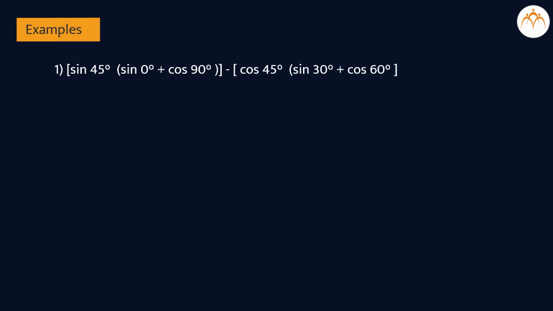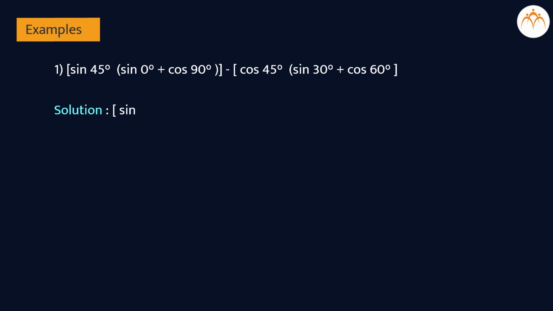Examples. Simplify the following. Sin 45 degree into sin 0 degree plus cos 90 degree minus cos 45 degree into sin 30 degree plus cos 60 degree.